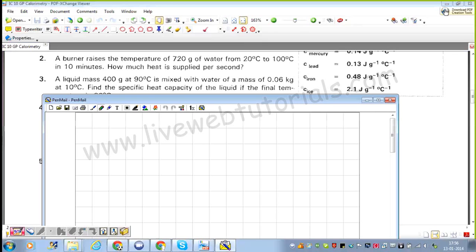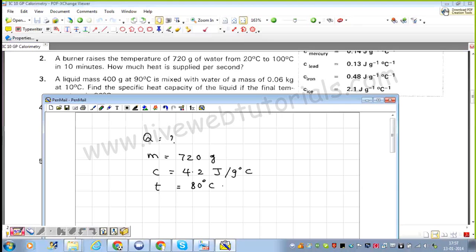Okay, the sum is: a burner raises the temperature of 720 grams of water from 20 degrees Celsius to 100 degrees Celsius in 10 minutes. How much is the heat supplied per second? So the first thing is I'm supposed to get the quantity of heat, that is Q. Mass is 720 grams. C, that is specific heat capacity of water, is given to you from the chart, 4.2 joules per gram degrees Celsius. Delta T, that is difference in temperature, 20 to 100, correct? That will be 80 degrees Celsius.